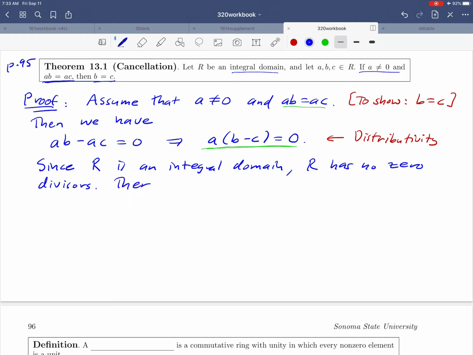Okay, so what we can say then, since A is not equal to 0, we must have B minus C equals 0. And if B minus C equals 0, then B equals C. We just add C to both sides, and we're done.